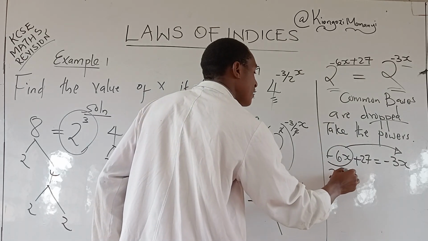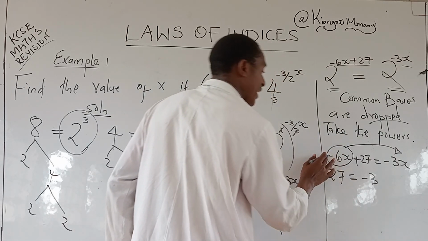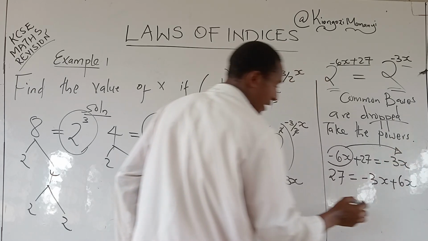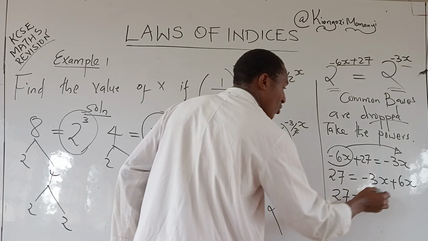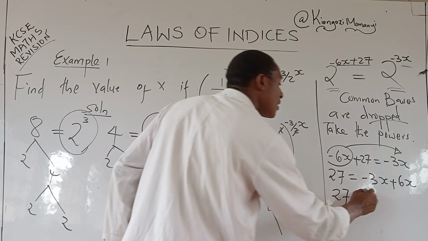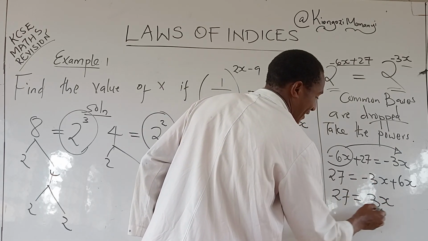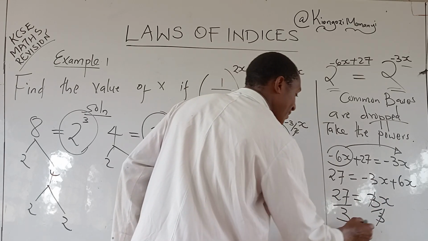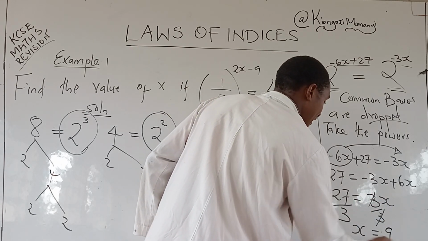So we shall have 27 is equal to negative 3x. It's a minus here, it will be a positive on this other end. So it will be 27 is equal to 6x minus 3x, which is 3x. Divide by 3 on both sides. The value of x is 9.